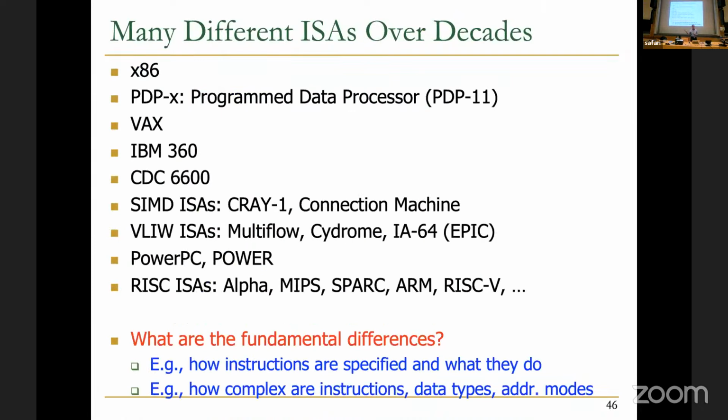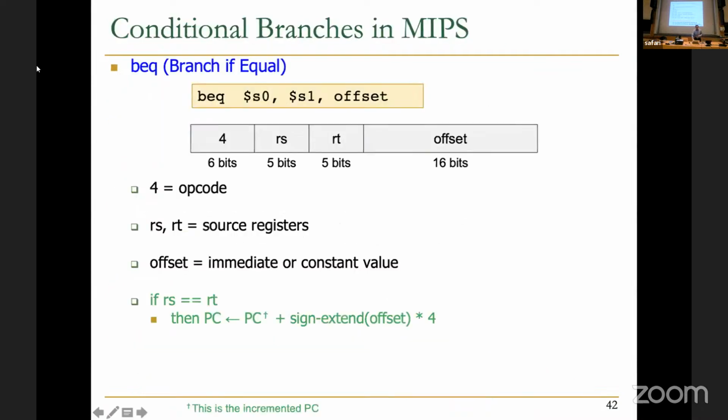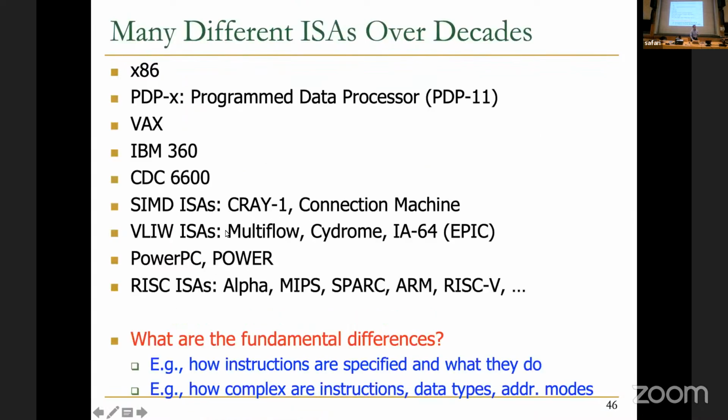And many different ISAs have been around over decades. We're going to see some of these later on. And this is just a list over here, right? Actually, there are many, many simpler ISAs today. x86 is very complex. A lot of the ISAs that are up here are quite complex ISAs. And we're going to see VLIW, for example, later on.